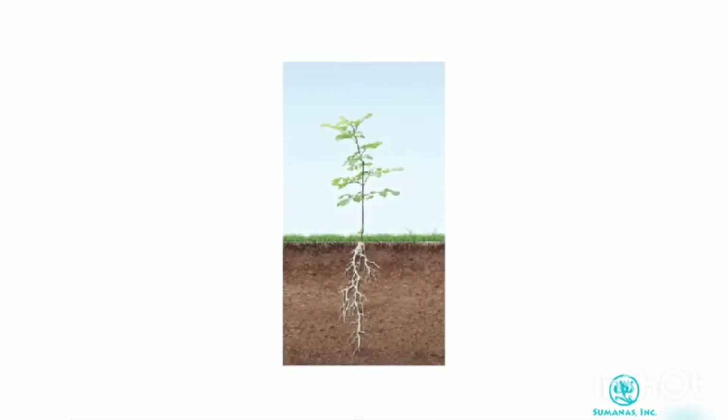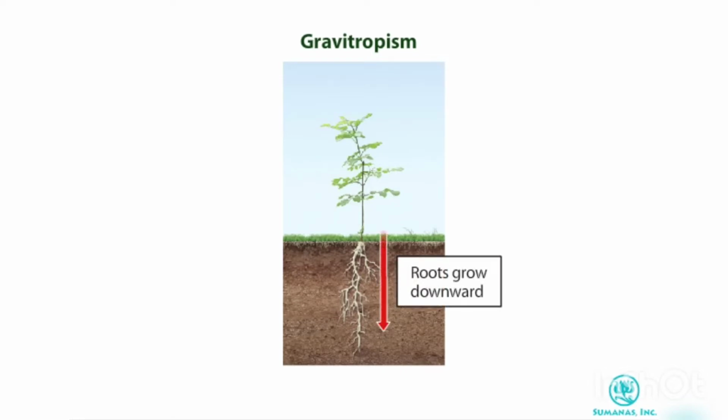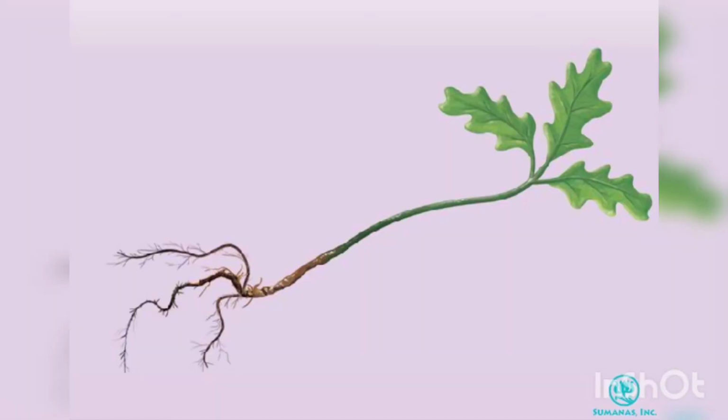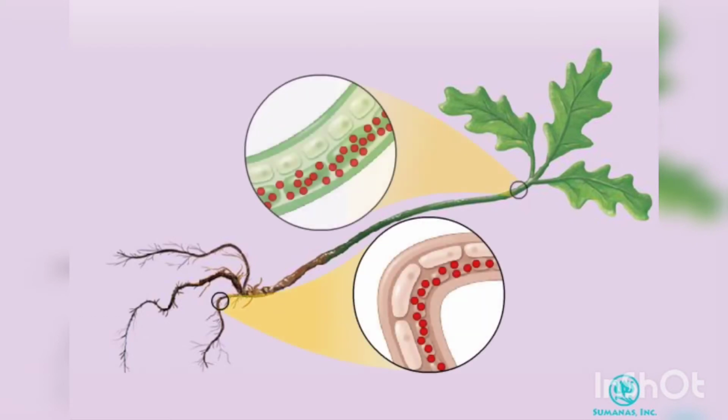Another tropism, called gravitropism, is the growth of plants in response to gravity. Roots grow downward with the force of gravity and shoots grow upward against it. So if you tip a plant over, it will right itself, again using the hormone auxin. In both the roots and stems, auxin becomes redistributed to the lower sides of the structure. However, root and stem cells have different responses to auxin.